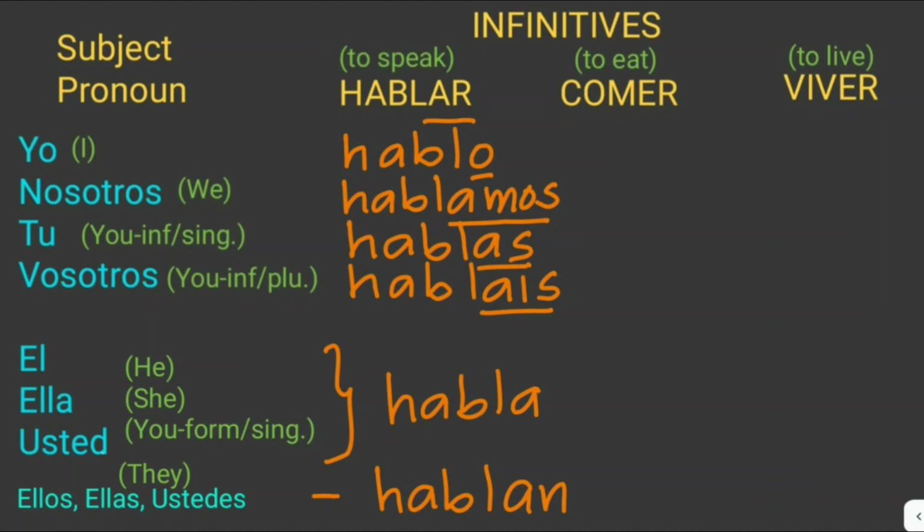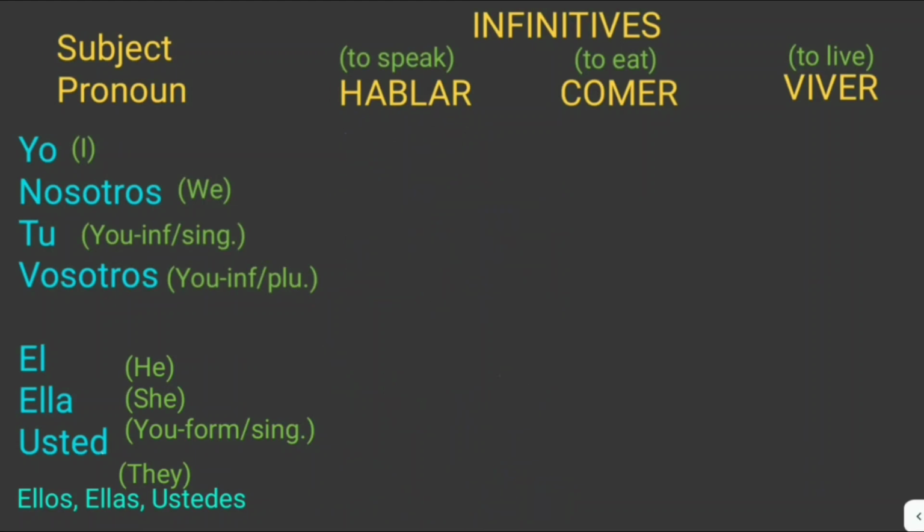Now let's conjugate the verbs comer and vivir. Comer, which means to eat. We just divide this into two, com and er. So we just have to replace the ending er with a different ending, depending on the subject pronoun. So com here is the stem and er is the ending.